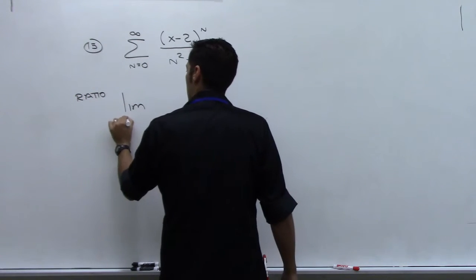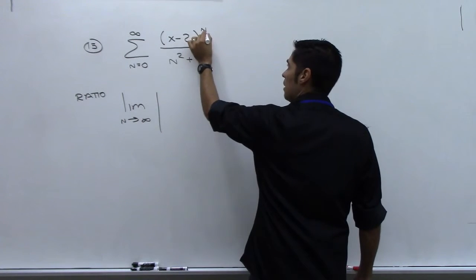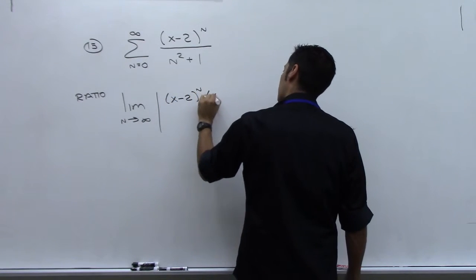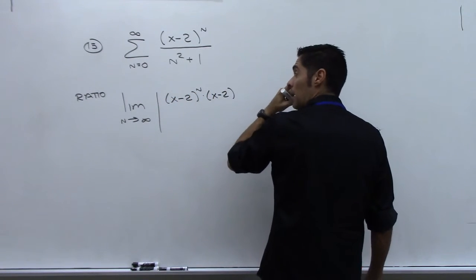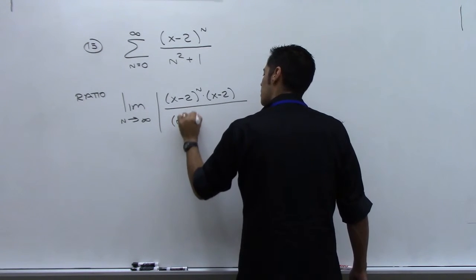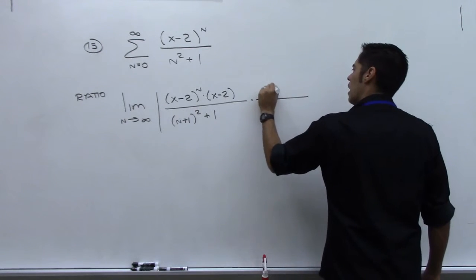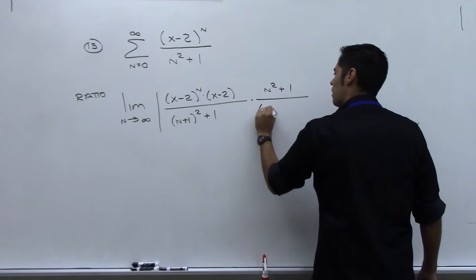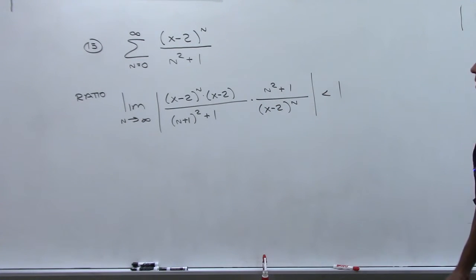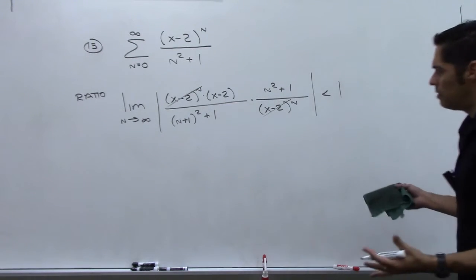Limit, n goes to infinity. Let's see, plug n plus 1 in right there. You get (x minus 2)^n times (x minus 2) to the first power, which I'm not going to write, over (n plus 1) squared plus 1 times that flipped, n squared plus 1 over (x minus 2)^n. I need that to be less than 1. So this cancels with this, and that's all the canceling I can do at this point.